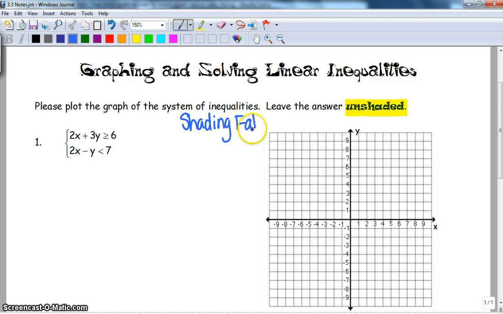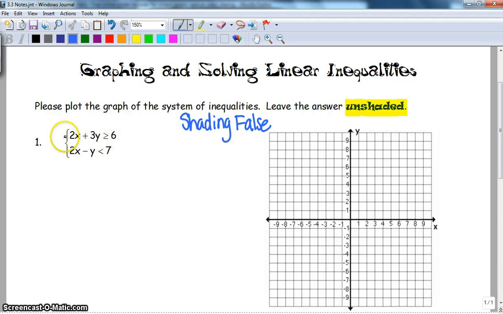And the reason we're going to do this is because now instead of one line we are going to have several, and it just becomes too confusing where our solution is when we've shaded over a bunch of places. So now the white space will be our solution. Alright, so we'll go ahead and graph each of these lines.